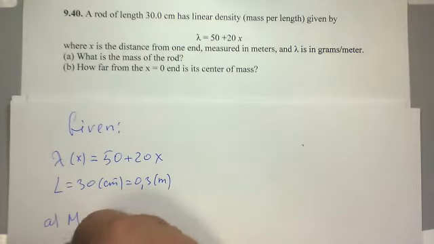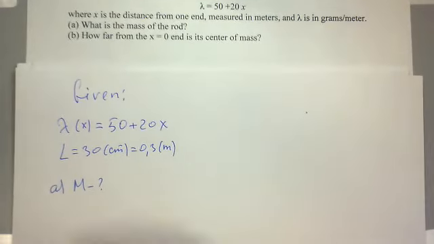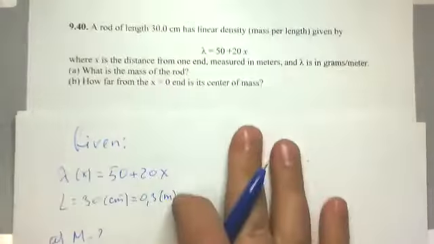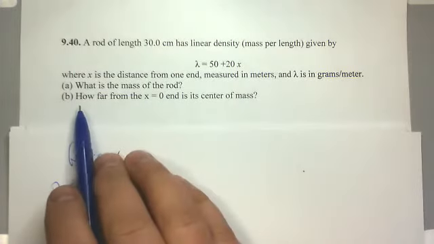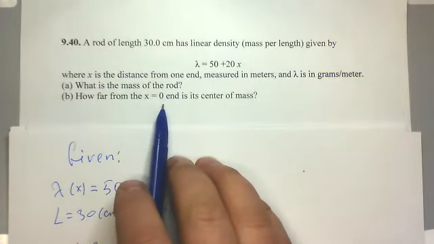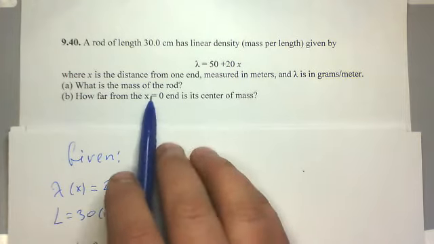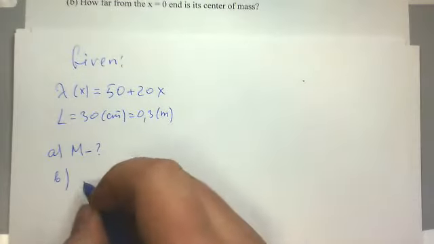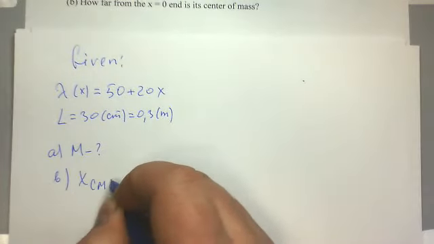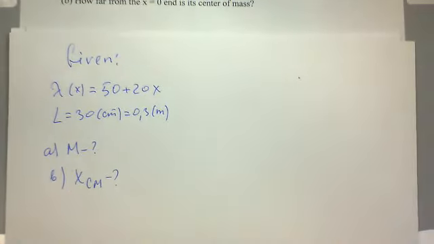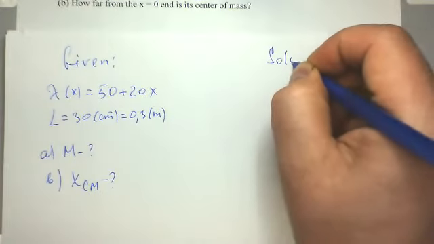We need to find the total mass of the rod. I need to find B: what is the mass of the rod, and how far from x equals 0 is its center of mass? How far is the center of mass from one end of the rod? In general, that's the x coordinate, since it's a rod, of the center of mass. So, solution.